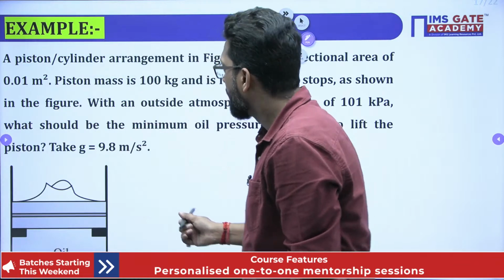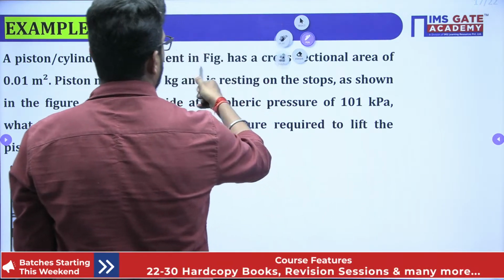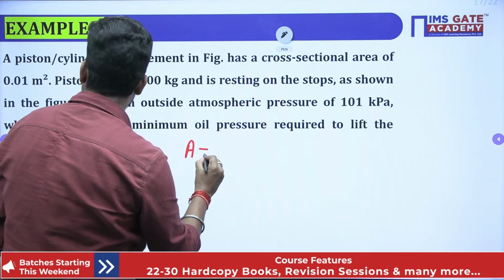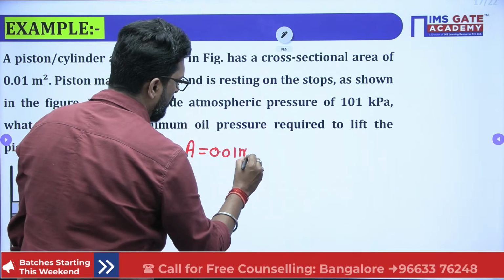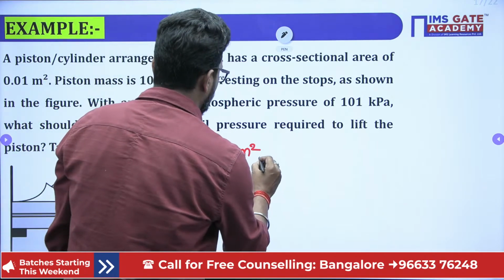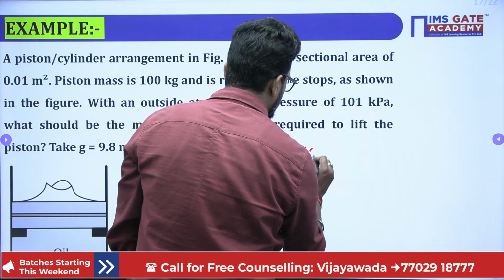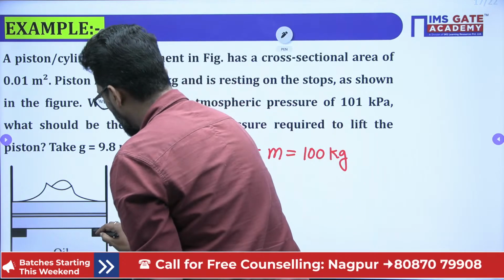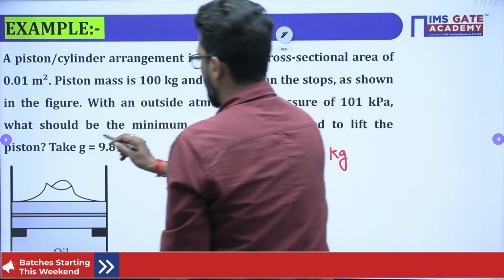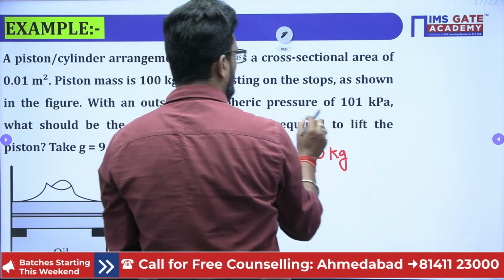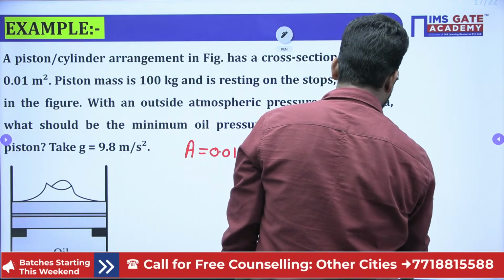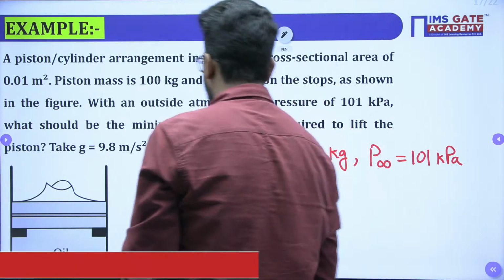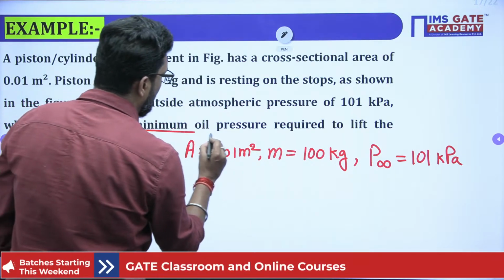weight of the piston. Okay, so this is a piston cylinder arrangement. The figure has a cross section area, the cross section area of the piston is given as 0.01 meter square. And the piston mass is given, 100 kg. Okay, and it is resting on the stop. There is a stop here, as shown in the figure, with an outside atmospheric pressure P infinity given as 101 kilopascal.